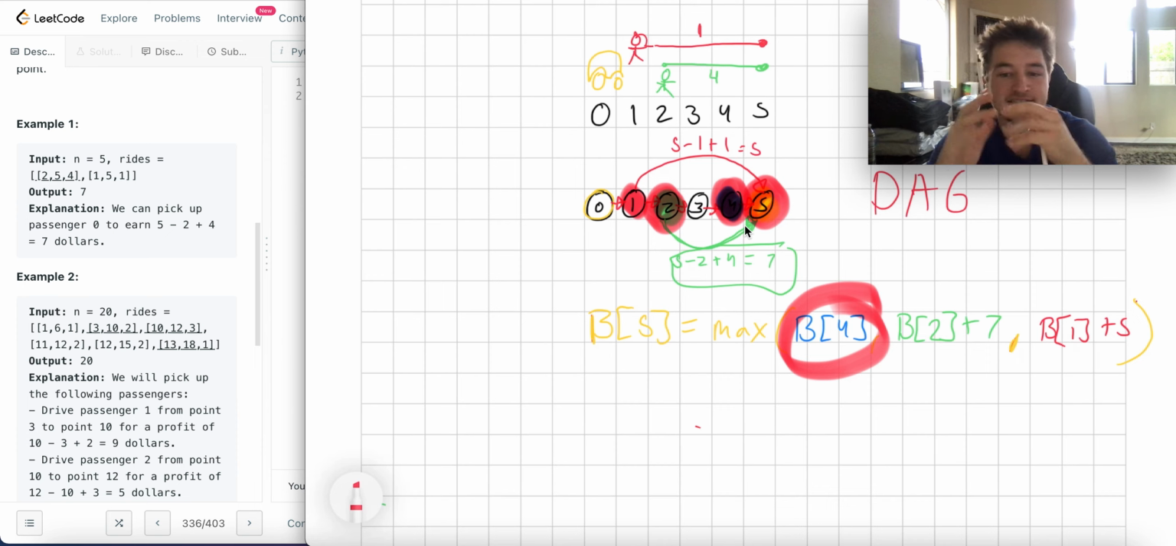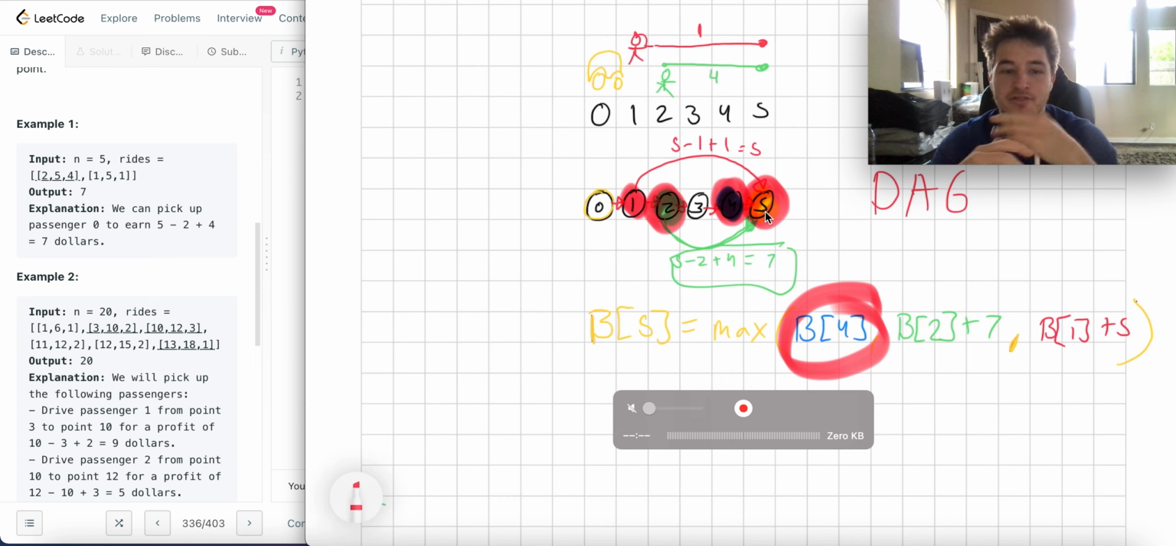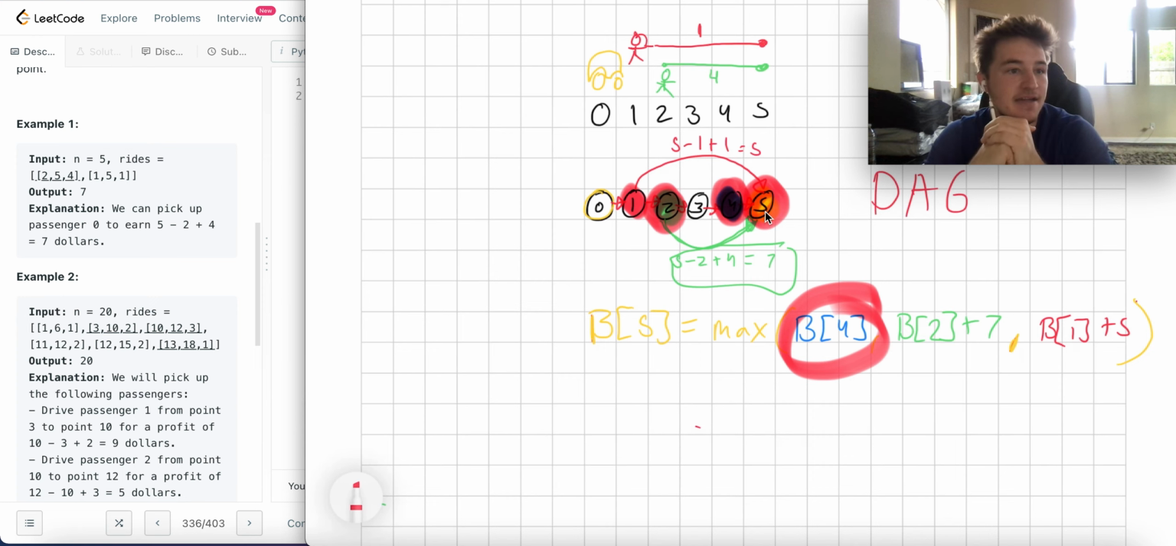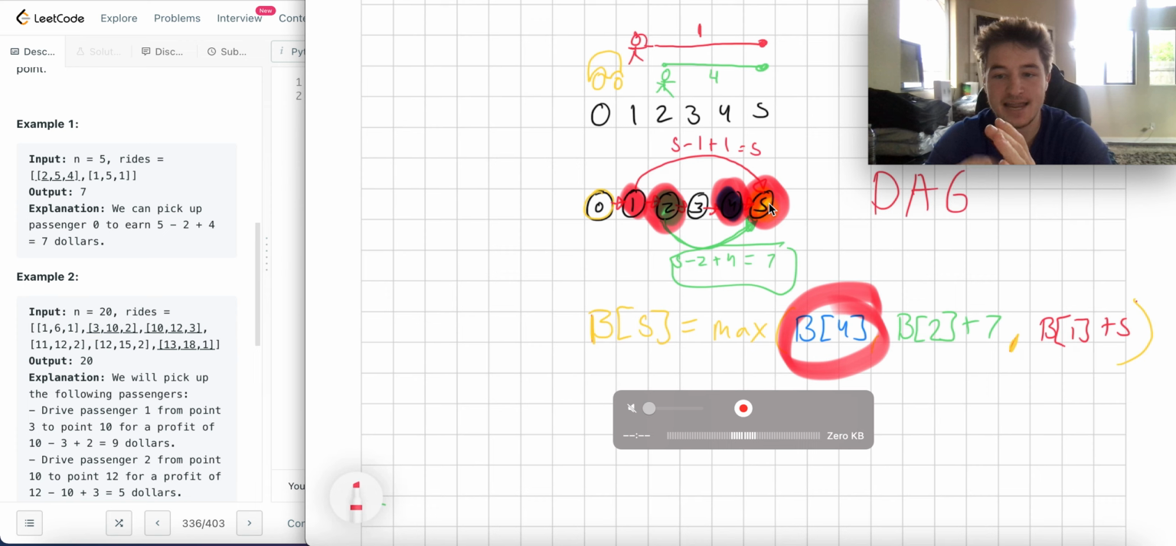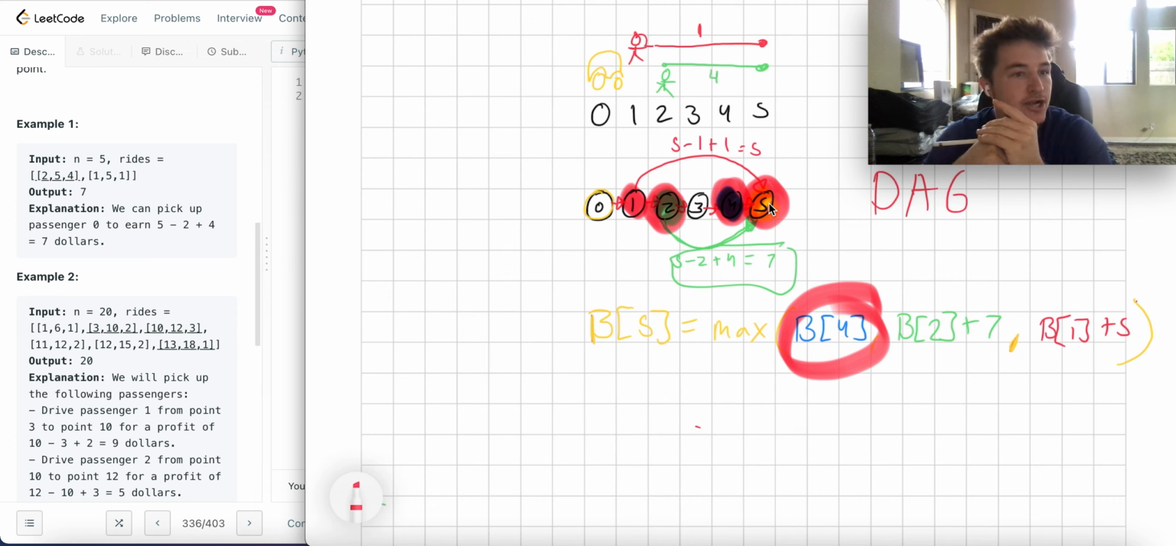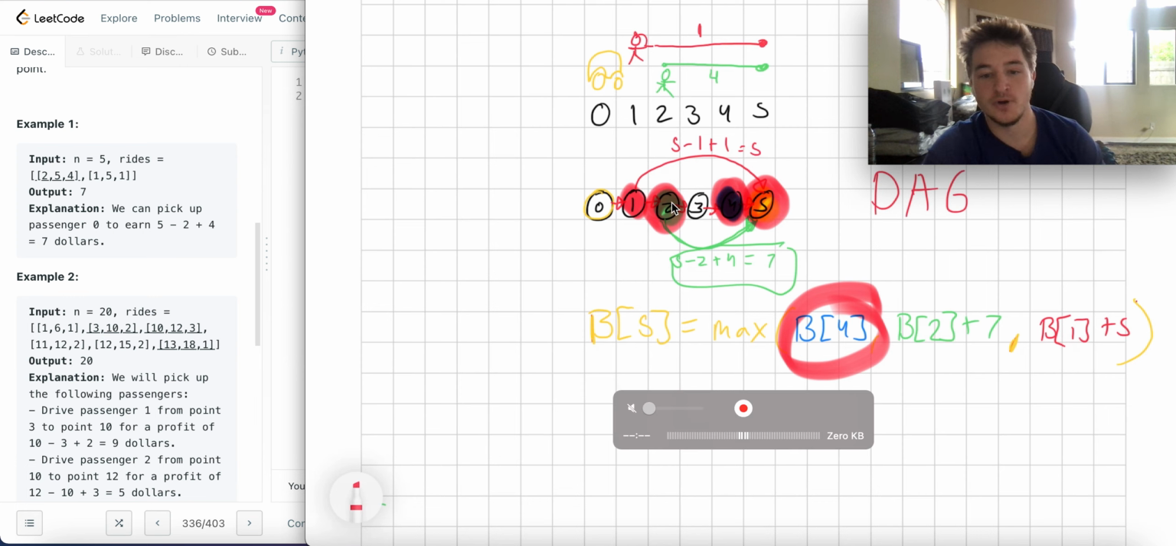You're basically in a state like this, and you're thinking, okay, if I ended at 5, and I could look backwards in time when I'm at this state, I know how much money I had before I picked someone up at 2, okay? And I know how much money I had if I picked up the person at 1, and I know how much money I had if I didn't pick up either of them, right? So I know how much money I had if I skipped that person, right?